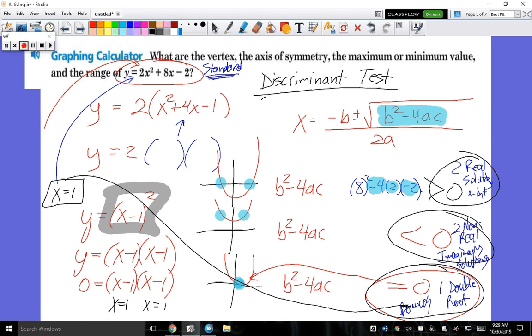And the biggest reason why you will always have two answers, whether they're real, non-real, or double root, is because it's quadratic. X squared. If it was x cubed, how many answers would I have? 3. If it was x to the 8th, how many answers would I have? 8. They could all be the same. Like x is equal to 0, 0, 0, 0, 0, 0, 8 times, but nonetheless it's still 8.